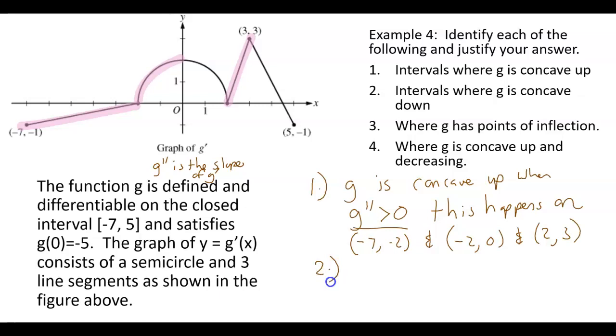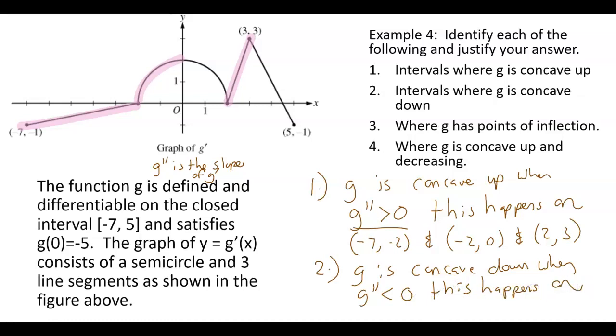G is concave down when G double prime is less than 0. And this happens on what? Well, since G double prime, the slope of G prime, is negative anytime G prime has a negative slope. And that happens here and here. So that would be from 0 to 2, as well as from 3 to 5. Now, let's make some space here.